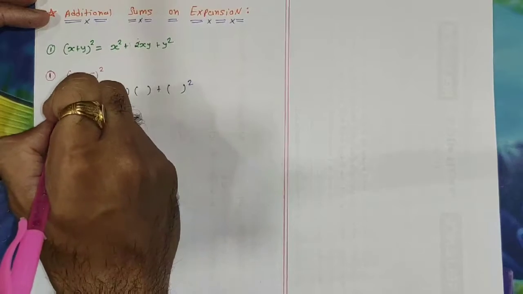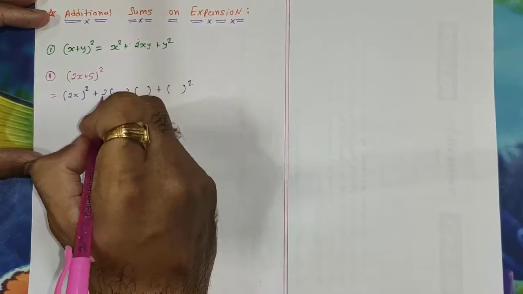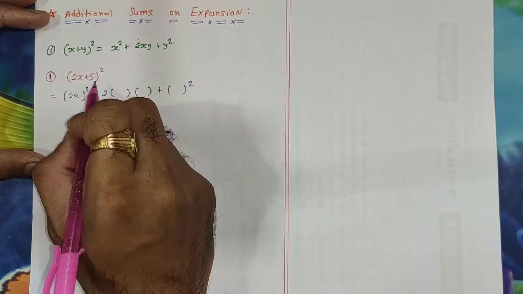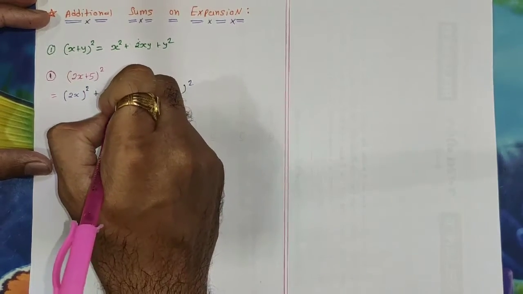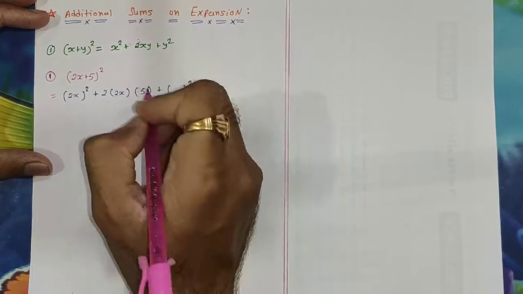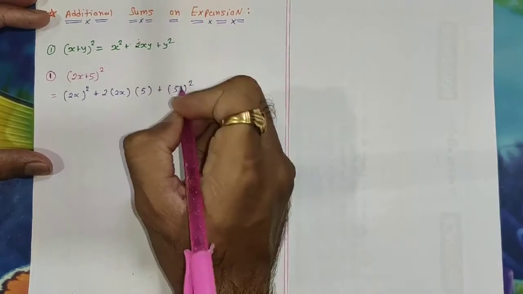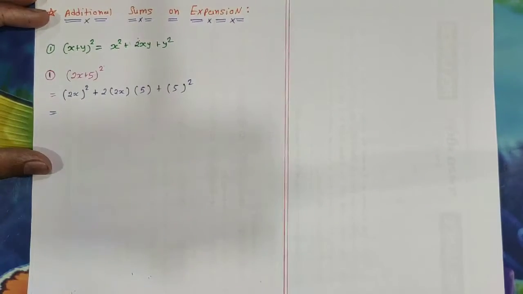What is the first term? It's 2x, so write down 2x over here. Then plus sign, so plus 2 into first into second term. The first term is 2x, the second term is 5, plus second term square, which is 5 square. Clear? This is how you write the formula of the expansion.